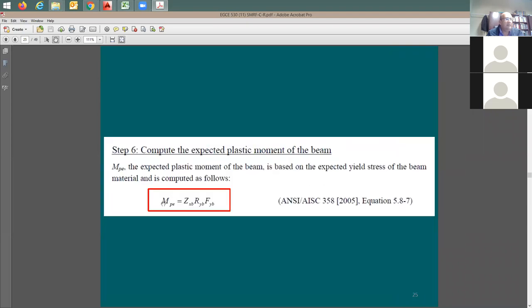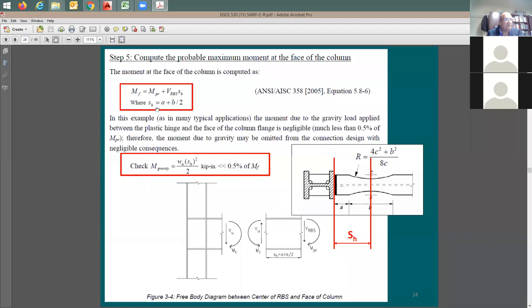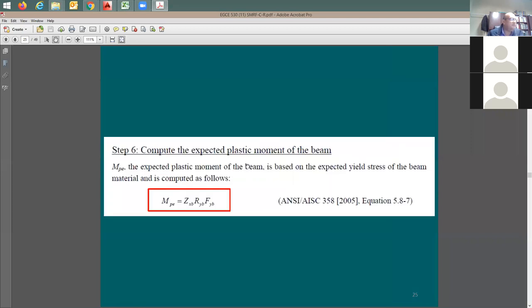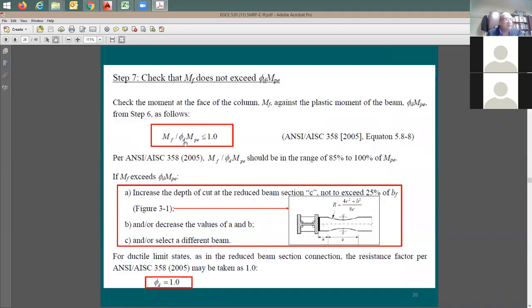Now, MPE is actually going to be the plastic moment of the beam that you want to be sure is going to be greater than this value here, the face moment due to mechanism. And phi in this case is going to be taken as one.